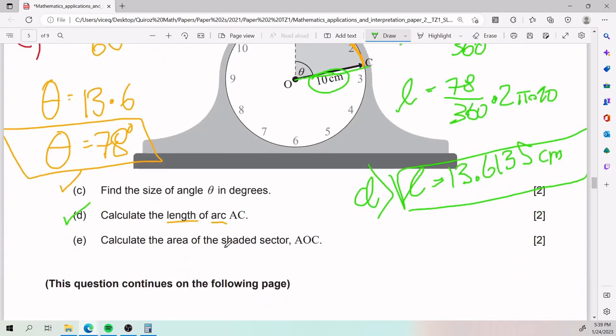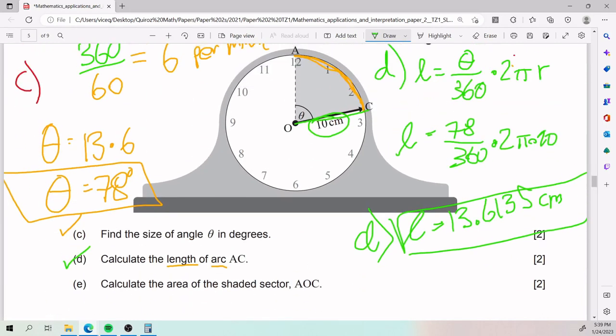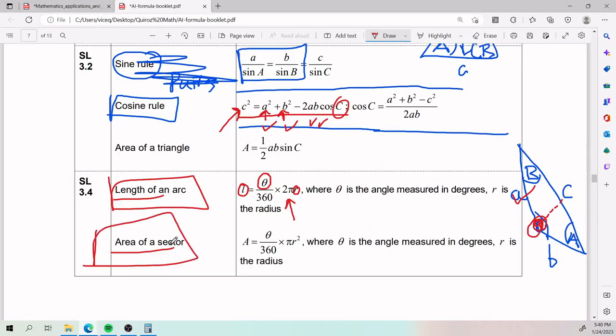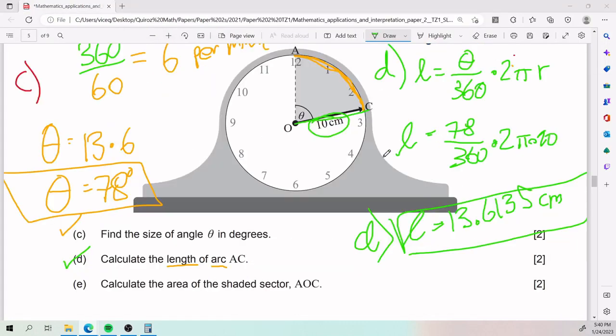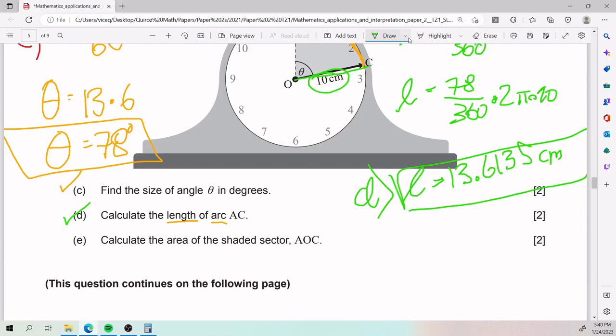For part E, calculate the area of the shaded sector AOC. So again, formula booklet, look at that, area of a sector. So now you're starting to realize, okay, this part is pretty easy, right? Well, the hard part, or the complicated thing, is understanding how the formula works, and also keeping in mind that this is actually a formula booklet. I feel like a lot of times people miss points just because they're not familiar with the formula booklet, and I think that is something that you can very easily learn or fix. That it? So area of a sector, as I just showed you, looks like this.